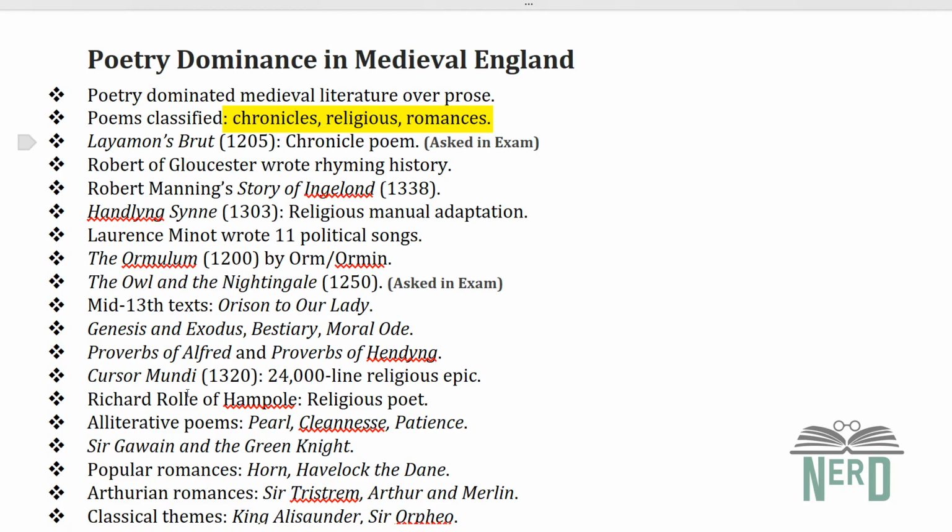These were verse histories, unusually abundant in this period. The most important is Layamon's Brut, written around 1205, a chronicle poem that connects Britain's origins to Arthurian legend.